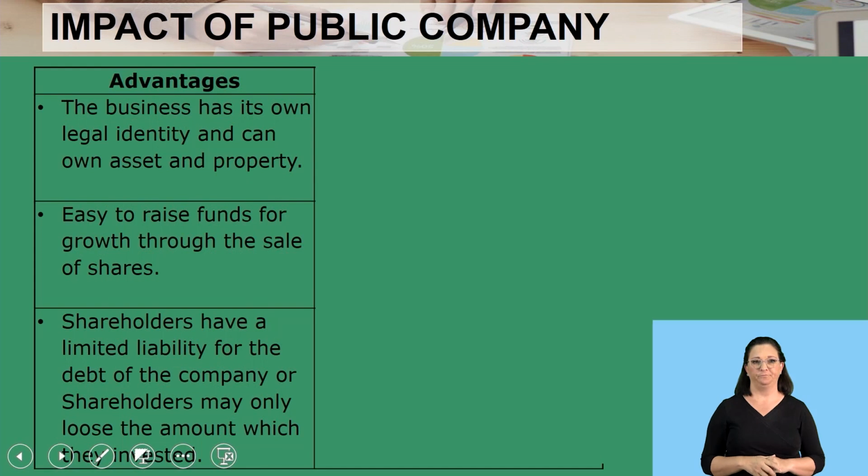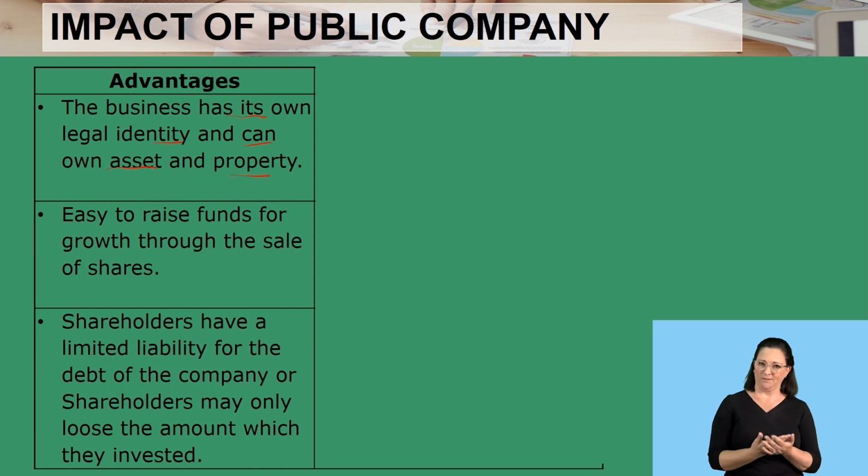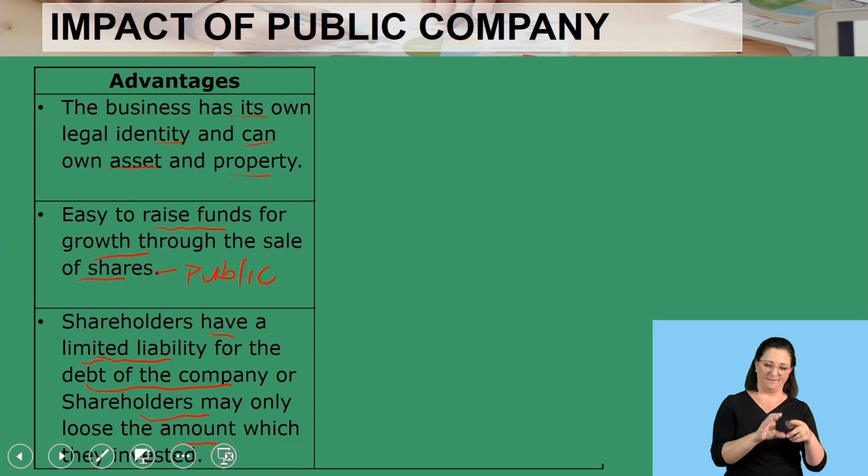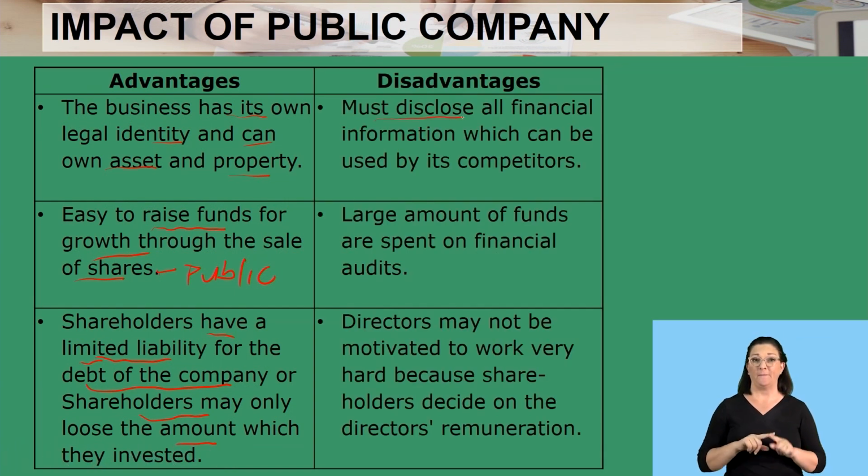As we proceed, what are the advantages of registering your business as a public company? The business has its own legal identity and can own assets and property, and again, this means this business can be sued. It is easy to raise funds for growth through the sale of shares. Obviously, you are selling to the public. Shareholders have limited liability for the debt of the company, meaning shareholders may only lose the amount which they have invested. So this saves shareholders.